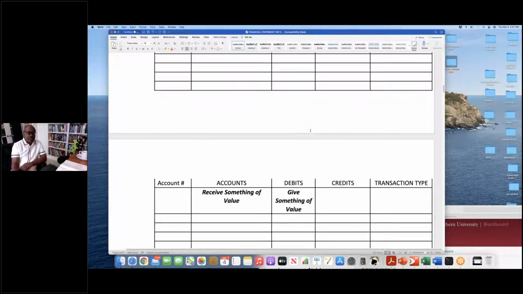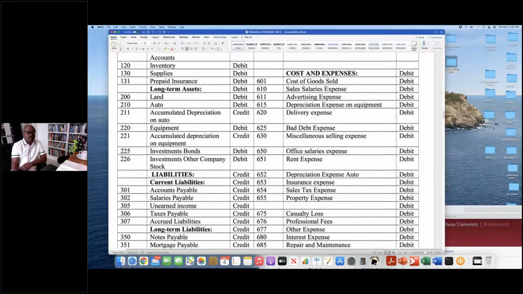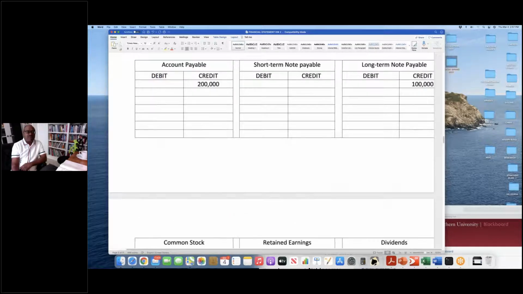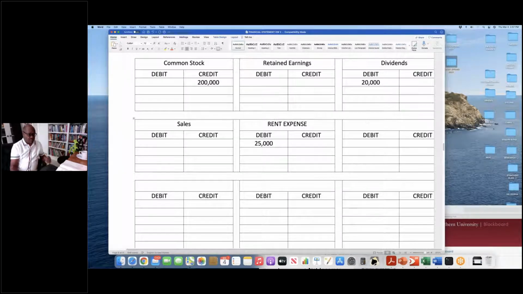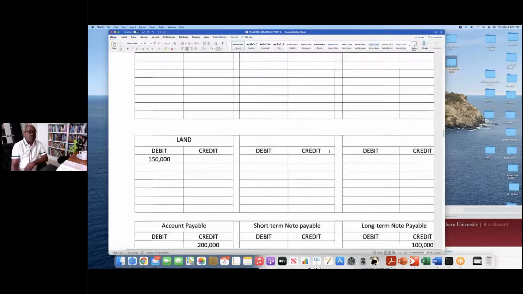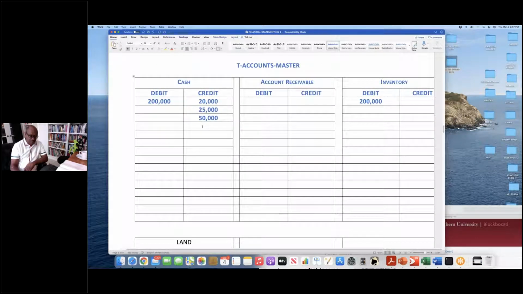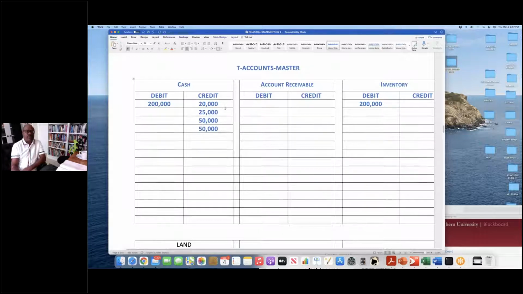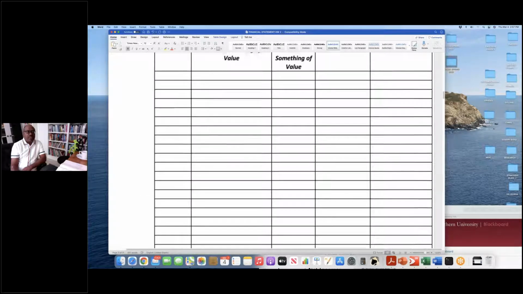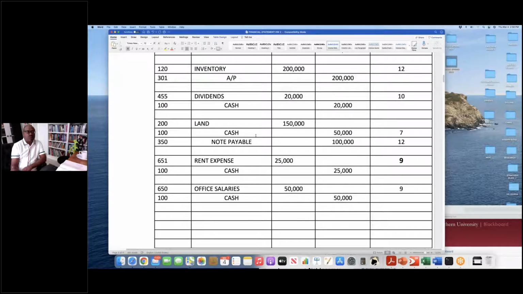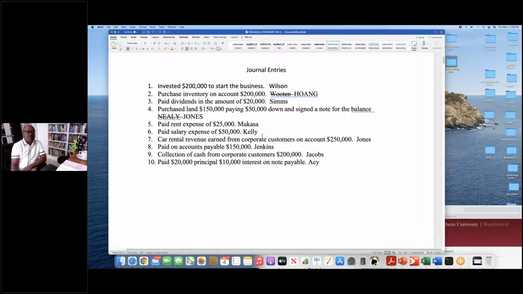Let's get this one posted. So we're gonna go to office salary expense, and we're gonna post 50,000 for debit, and then we're gonna go to cash, and we're gonna post 50,000 for credit. So what's our next one?